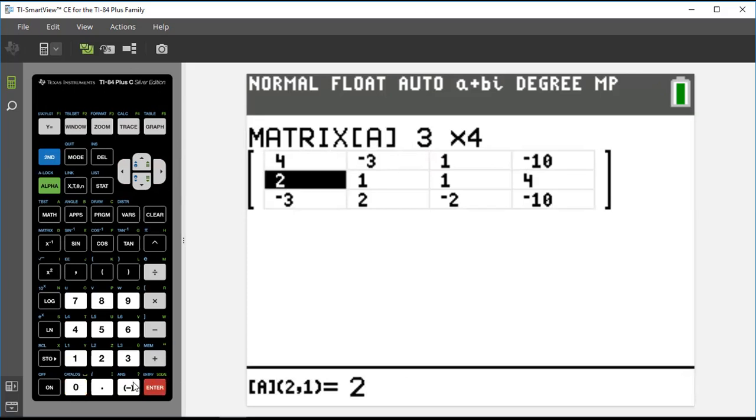Next row is 2, 1, 3, 0. Yes, you have to type the 0. And last row is going to be -1, 2, -5, and 17.